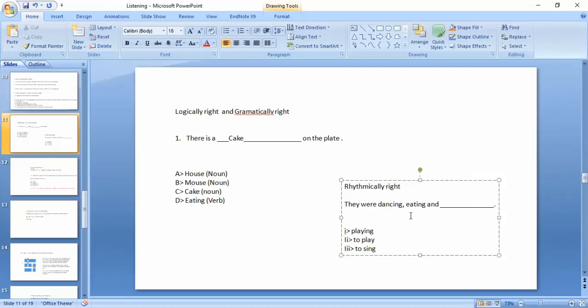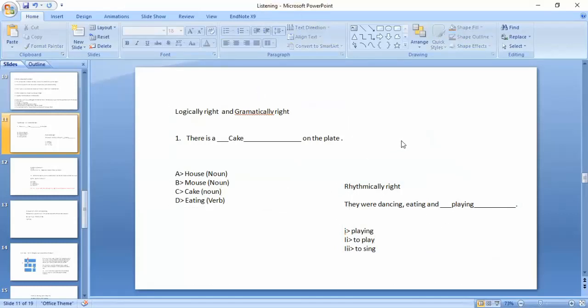Now you see that if you follow the rhythm, the best option will be what? Playing. Because these all are in what? ing form, or gerund form, right? And these two options are in which form? To-infinitive form. So you have to go with the flow, like the rhythm of a guitar while playing music, so that it sounds in some flow. Okay, so playing would be the right answer.